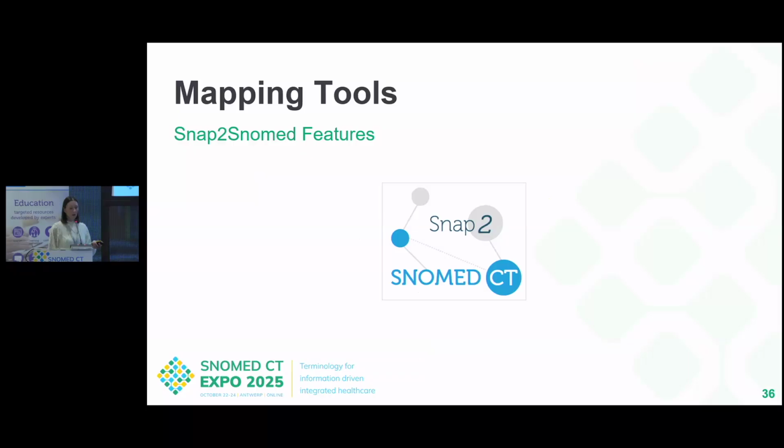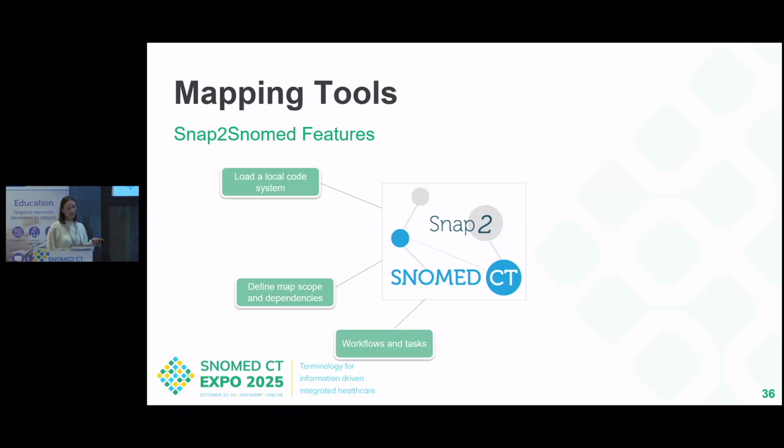So with Snap to SNOMED, these are the features that will support you for mapping. You can load a local code system into Snap to SNOMED. You can define the map scope and its dependencies, and Anna will go through this as she's creating the maps. It's got support for workflows and tasks, so you can have different authors and different reviewers to help review and do that workflow, and have those discussions within the tool about what you think about maps.